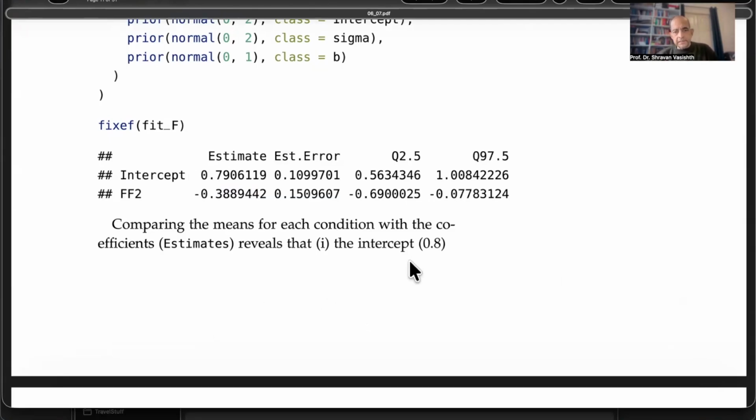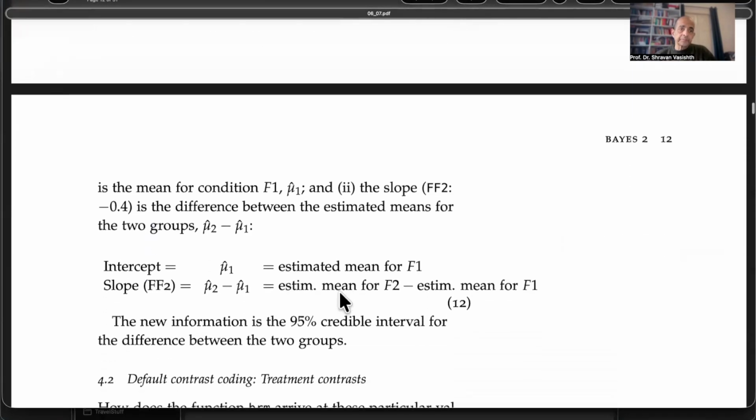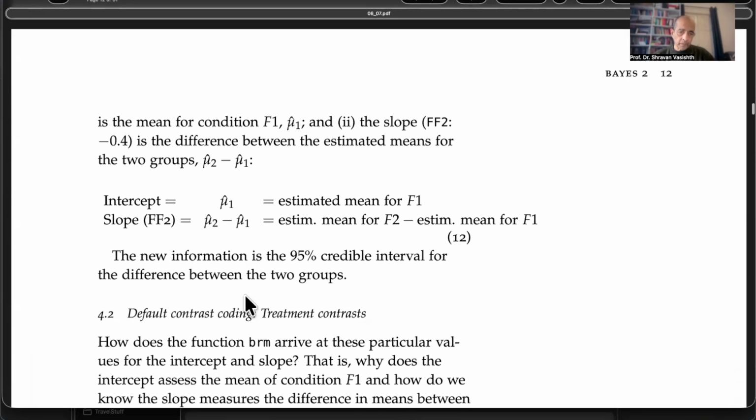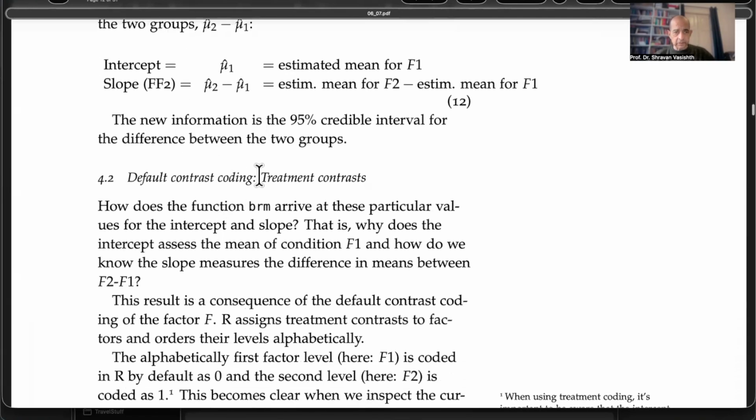But basically what we see is that the intercept reflects the level 1 mean, okay? The intercept reflects the estimate of the first level, f1, and the slope represents the difference between f2 and f1's estimated means, okay? This kind of contrast coding is the classical treatment contrast, right? This is a very standard approach used in medicine because typically you've got a control condition and a treatment condition, and that's why it's called a treatment contrast, right? So the treatment condition is always coded 1, the control condition is coded 0.